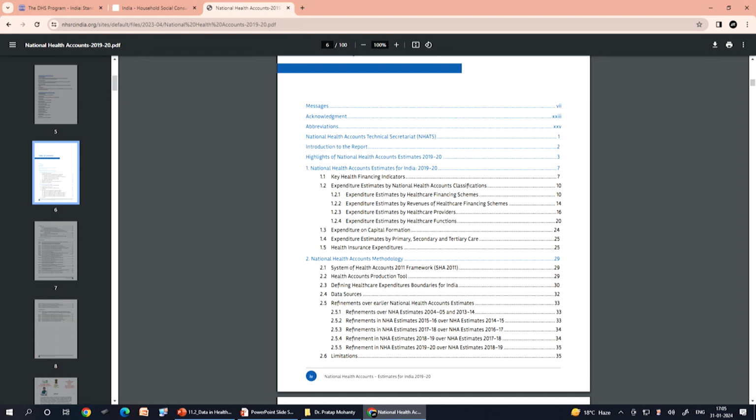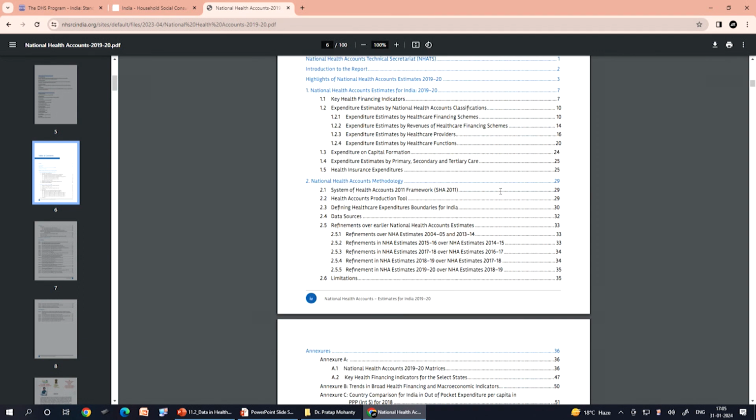You might have read in the newspaper that our out of pocket expenditure is very high. It is still, by all means, whatever steps the government has taken, around 64%, more than 64%. That means people incur huge costs related to healthcare, and they are at risk of being impoverished due to healthcare expenditure. You can get this information straight from this source. All right. And you can also check different state level information as well.